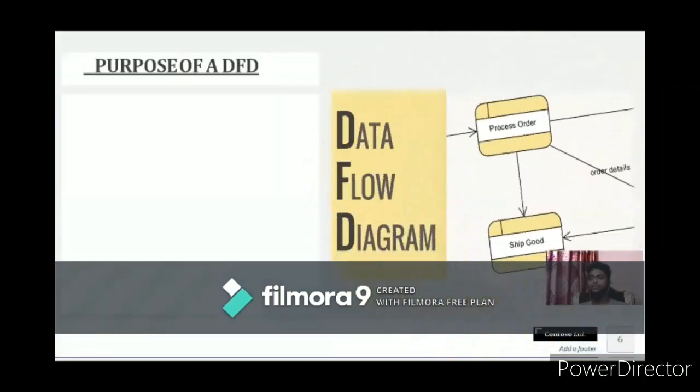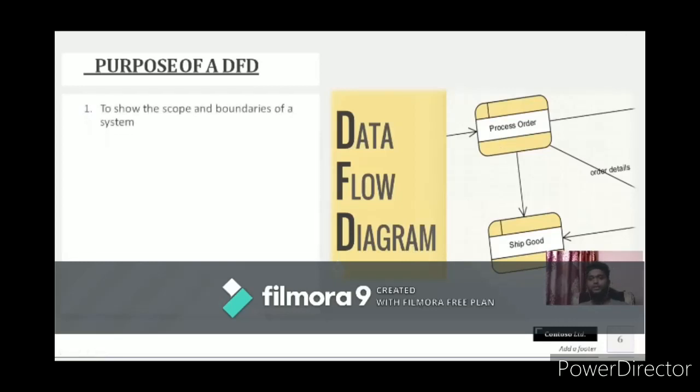So, the purpose of DFD. This is an example of a DFD, how a DFD works. We will see this process in the upcoming slides. So we will go through this purpose.